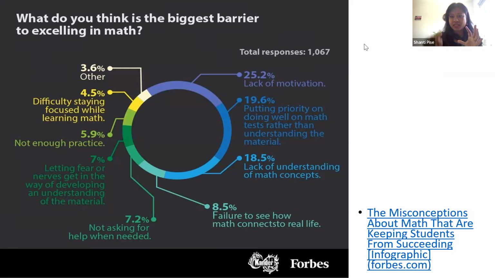So if we just see maximum in this field, 20 plus almost more than how much? Can you guess how much it is? More than 60-65%. This altogether, people feel like that there is a barrier. And what is this? Motivation, understanding, and मैथ्स कॉन्सेप्ट्स, इसके ऊपर हम कैसे काम कर सकते हैं. और बाकी के भी है कि फेलियर टू सी हाउ रियल लाइफ में मैथ्स है, वो भी 8.5% लोग हैं. नॉट आस्किंग फॉर हेल्प व्हेन नीडेड, जब चाहिए तब हेल्प नहीं मिलता है, और ये भी नहीं कर पाते.